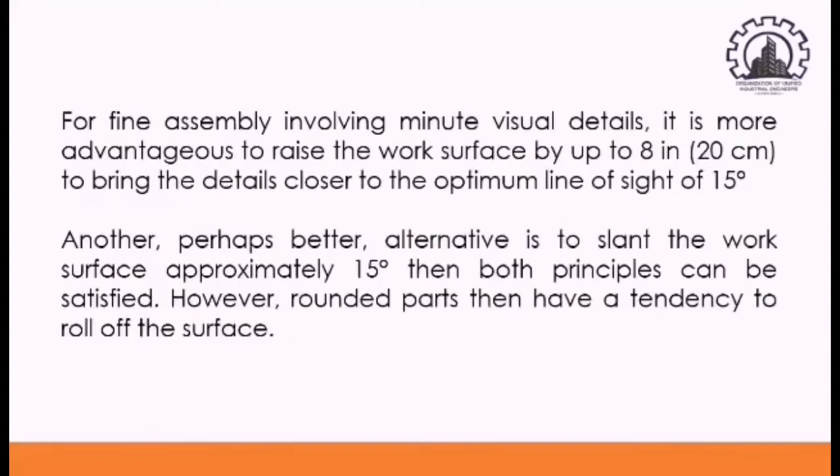For fine assembly involving minute visual details, it is more advantageous to raise the work surface by up to 8 inches or 20 centimeters to bring the details closer to the optimum line of sight of 15 degrees. Another, perhaps better, alternative is to slant the work surface approximately 15 degrees, then both principles can be satisfied. However, rounded parts then have a tendency to roll off the surface.